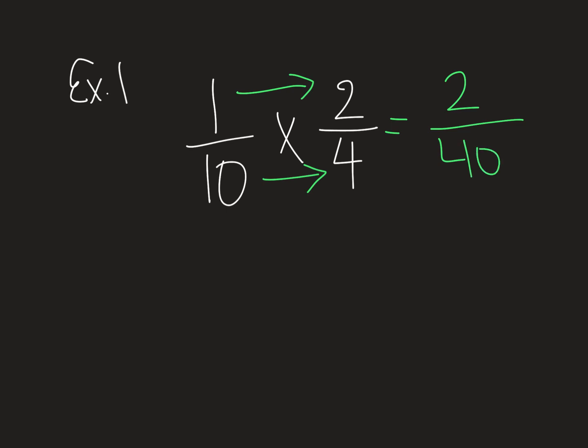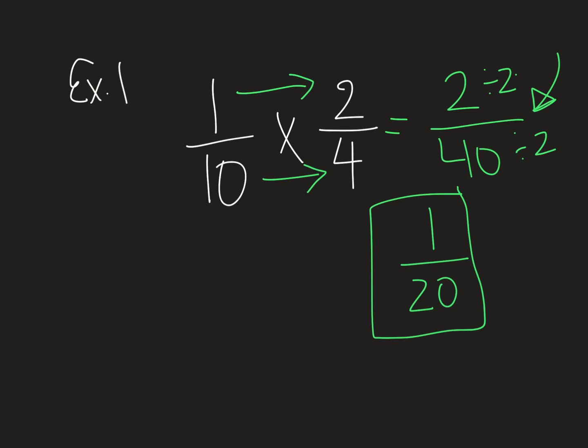Okay, now we know this is not going to be an answer choice, because this is not reduced or simplified. So we need to do that in order to find our matching answer on the STAAR or any kind of multiple choice question. So let's ask ourselves what we can divide both of these numbers by. Well, 2, we know we can divide 2 by 2, and we can also divide 40 by 2. So 2 divided by 2 is 1, and 40 divided by 2 is 20. Okay, we are all done. That is the most we can simplify this problem.